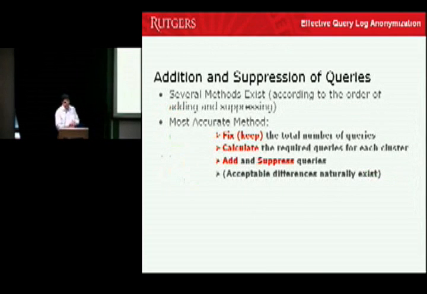And once you have that done, as I said, you're going to add and suppress queries. And again, several methods exist depending on the order of addition or suppression. First you add, then you suppress, or vice versa. Whether you do only one or you do both, things change based on that. But typically, the most accurate method is to decide on a final number of queries, and then you can calculate the number of queries for each cluster that you have to add or suppress.